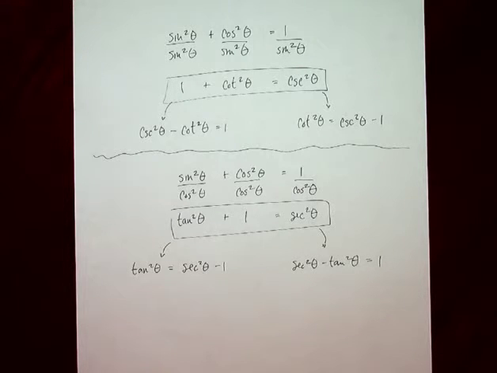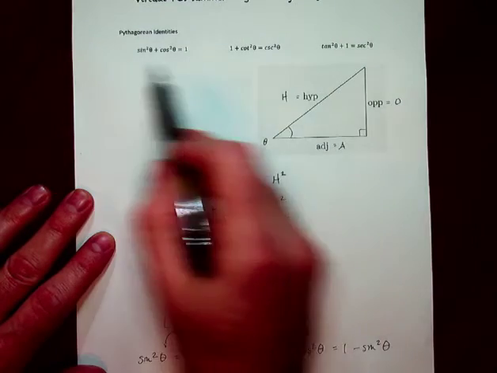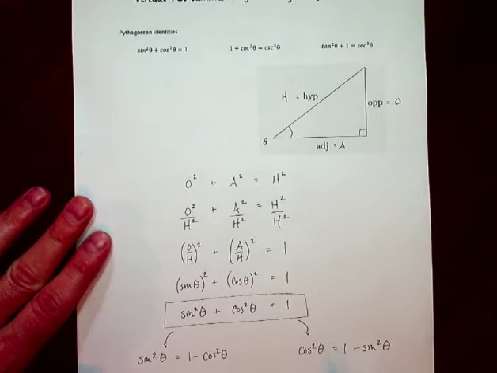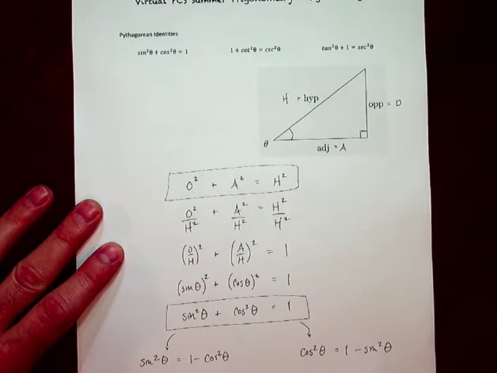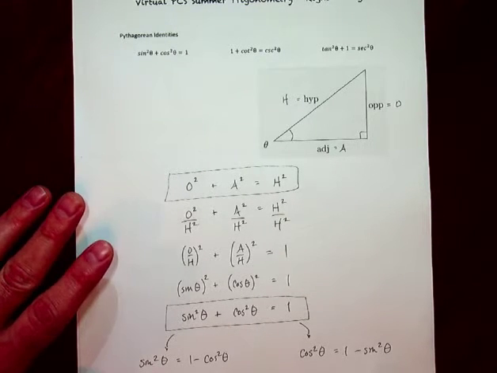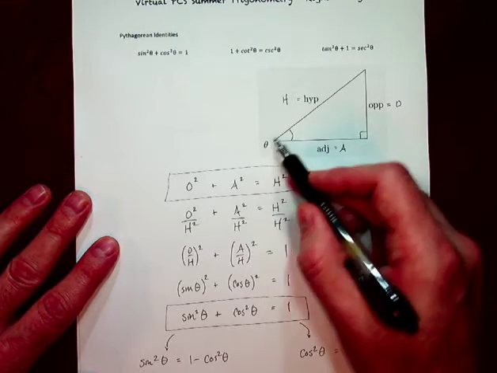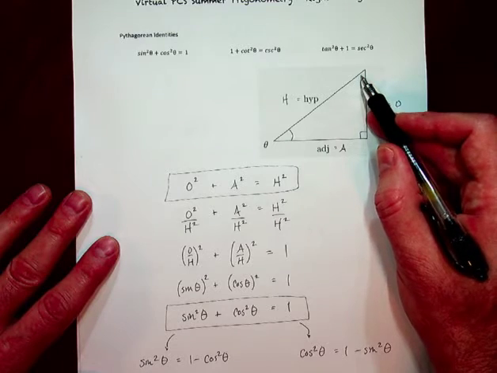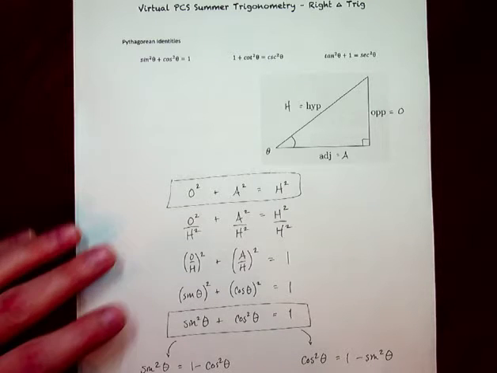They will come in hugely in the next section when we deal with analytic trig. But notice that all three of these and their two variations come from basically the Pythagorean theorem, right? It comes from side squared plus side squared equals hypotenuse squared. And that's, of course, why they're called Pythagorean identities. It's almost like they name these things on purpose.